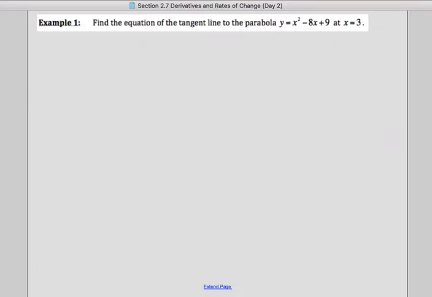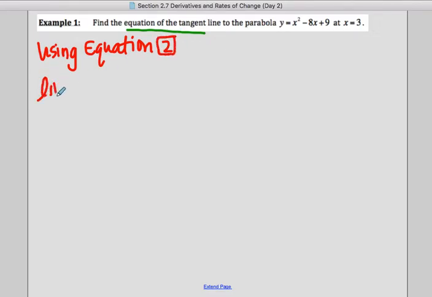So example 1, find the equation of the tangent line. So we're not just asked to find the tangent line, we need to find the equation of the tangent line to the parabola x squared minus 8x plus 9 at x equals 3. And I want to do this using equation 2. That's the one we used last week. Using equation 2. So that is the limit as h approaches 0.